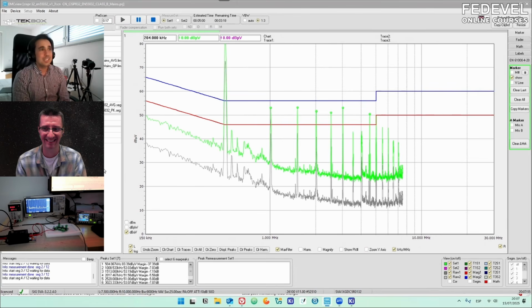So if we use this system as it is, without any modification, without any kind of filter, this measurement is telling us that the noise is over the limit. And you see that there are small markers here.